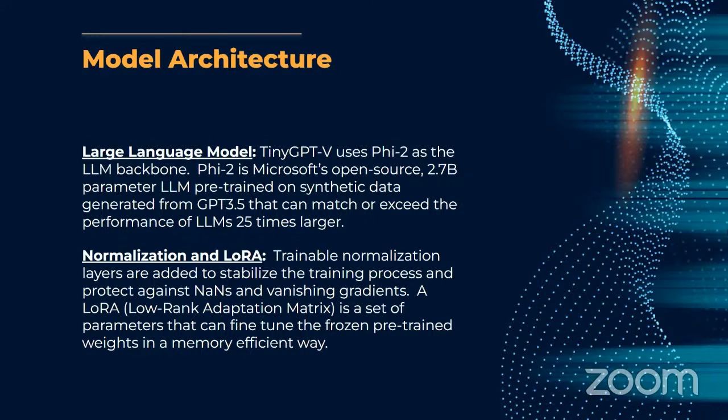And then the low-rank adaptation matrices are a set of parameters that can essentially fine-tune the frozen pre-trained weights in the large language model in a memory-efficient way. And again, we want it to be memory efficient because that's the whole reason that the TinyGPT model exists in the first place.